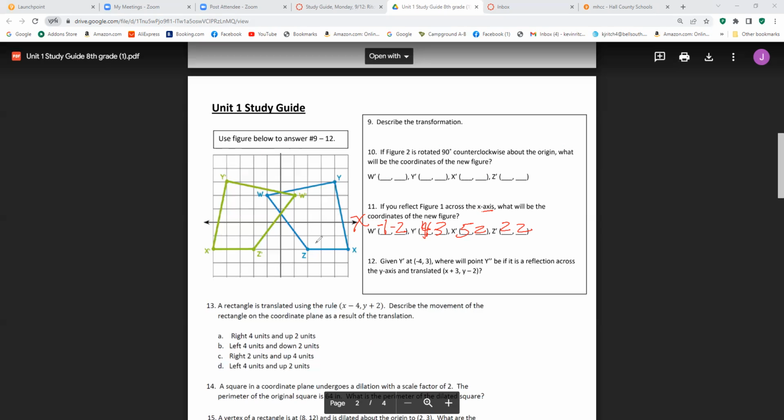All right, let's look at number 12. Given y prime is at -4, 3, right here, where will y double prime be if it's reflected across the y-axis? So let's do that first. So here's the y-axis. So y double prime is going to be at, instead of -4, it's going to be at +4.